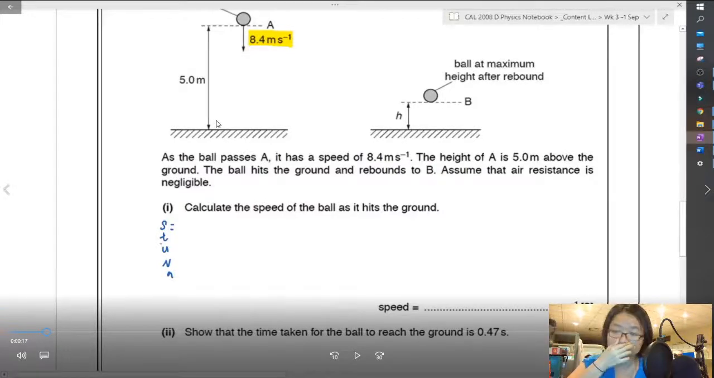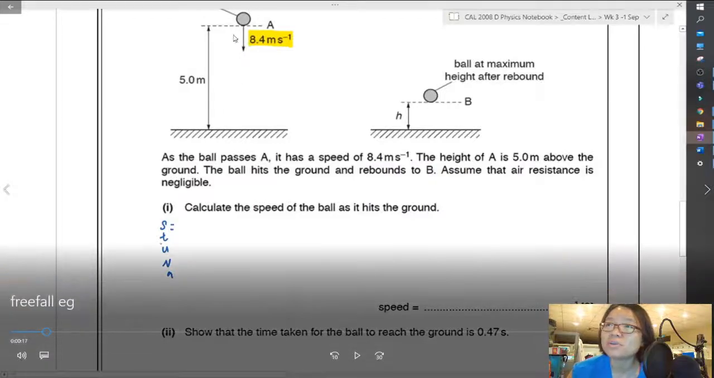Meaning to say that when it hits the ground, nothing is going to cause it to suddenly change its speed to zero. All the way it is going to accelerate, accelerate, accelerate. When it hits the ground, it's not going to suddenly emergency brake a split second before it touches the ground, right?